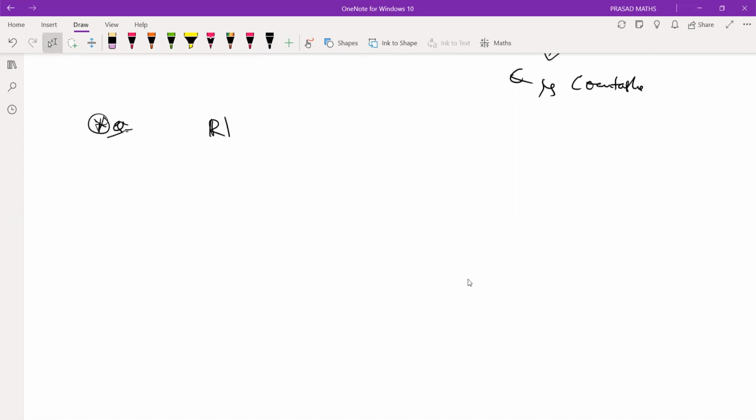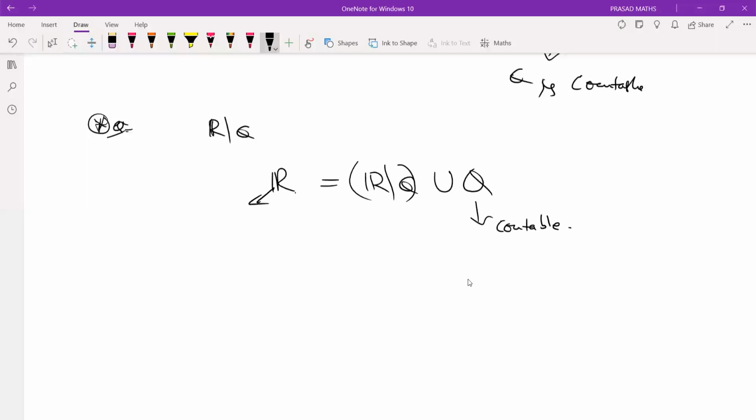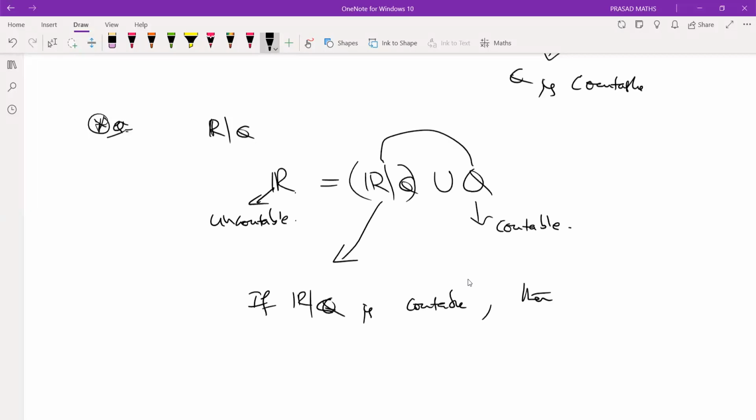Suppose you take irrationals. Is it countable or uncountable? Uncountable set, sir. So R minus Q, you take the union with rationals, what do you get? Real numbers. But you have seen R is an uncountable set. Suppose R minus Q is countable. This union is always countable because Q is countable. We assume that R minus Q is countable.